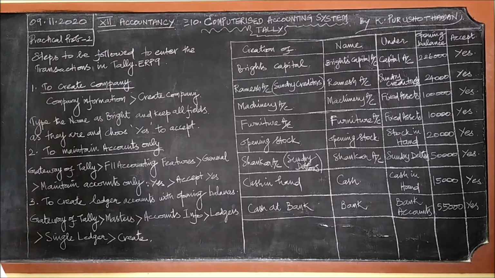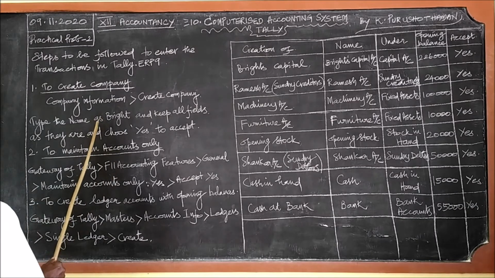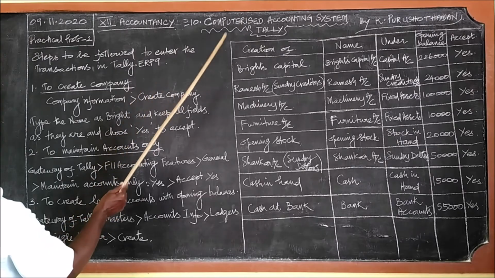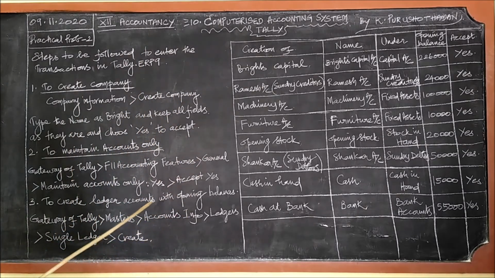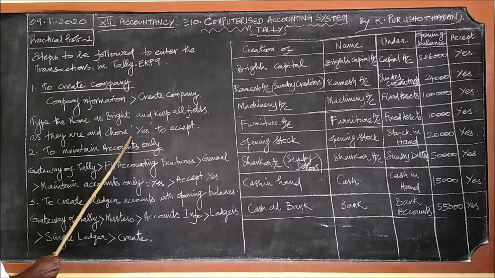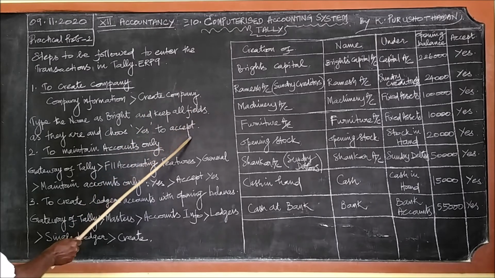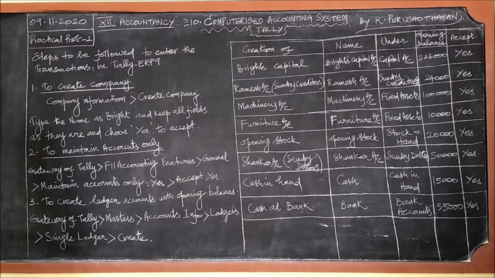There are 3 steps to be followed. What are they? First one, you create the company, give the information of the company and create it. This is the first step. For the creation, we should give the name of the company and the other particulars. Then finally, to finish the step, give yes to accept.